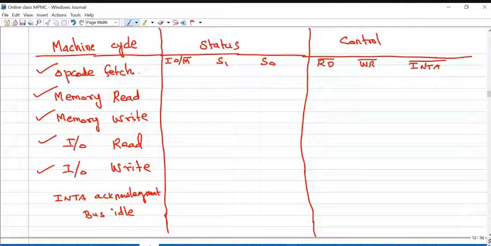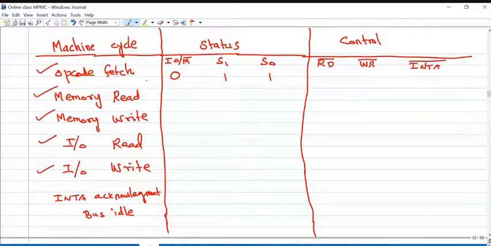Opcode fetch. What do you mean by opcode? The programmer stored the opcode of the corresponding instruction in a particular memory location. This is almost like a memory read operation, but not reading data: reading the opcode, fetching your instruction from the memory. So this is a memory related operation, and you have to mention 0 for IO/M bar. If IO/M is 0, IO is disabled; 0 complement 1 indicates memory operations. S1, S0 must be 1, 1. It is fixed: for opcode fetch, S1, S0 must be 1, 1.